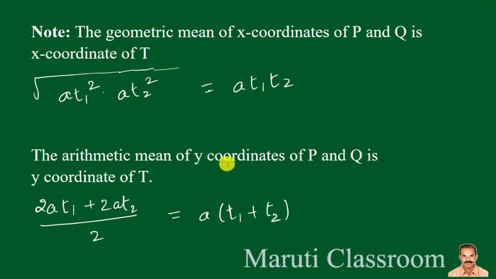Arithmetic mean of y coordinates of P and Q is the y coordinate of T. The y coordinate of P is 2at1, and the y coordinate of Q is 2at2. Arithmetic mean of a and b is (a plus b) by 2. So the arithmetic mean of the y coordinates of P and Q is (2at1 plus 2at2) by 2, that is equal to a(t1 plus t2), which is equal to the y coordinate of T.